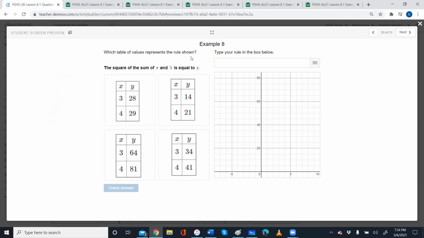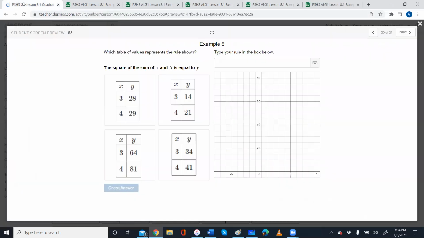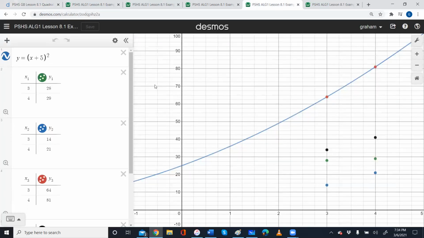Which table of values represents the rule shown? The square of the sum of x and 5 is equal to y. Now I'm going to go to this one here. First of all, I have to know exactly what that rule is. So the square of, so I know square, sum I know means x plus 5. So I got to do the square of that is equal to y. So I typed in that equation, and actually what I did is I copied in each of these little tables. I actually typed in all 4 tables.